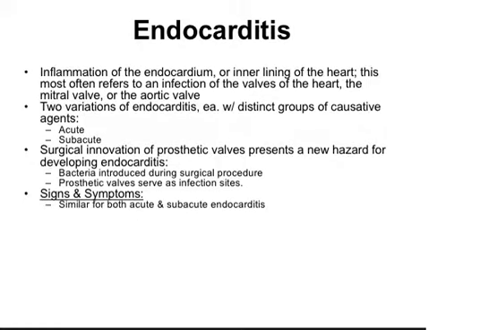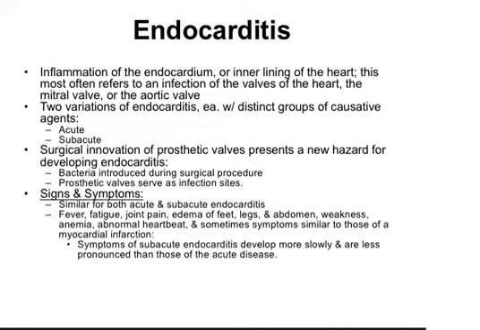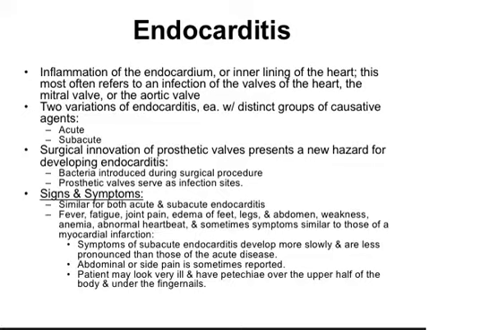What do we see? For both acute and subacute, we see fever, fatigue, joint pain, edema of the extremities, weakness, anemia, abnormal heartbeat. Symptoms of subacute endocarditis develop slowly and are less pronounced than those in the acute condition. Abdominal or side pain is reported. The patient may look ill and have petechia over half of the body and under their fingernails.